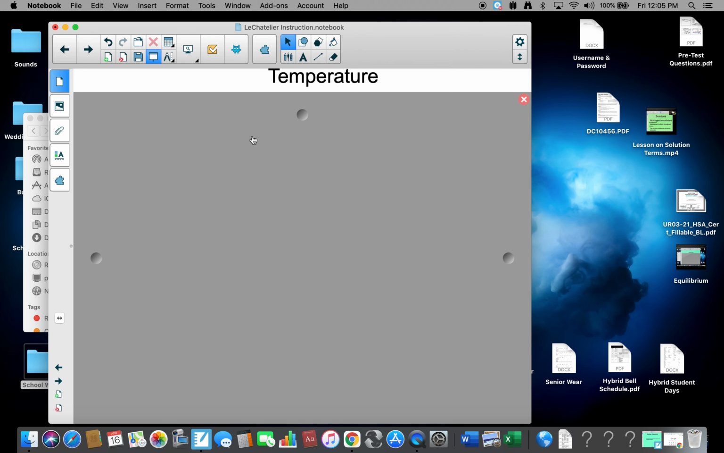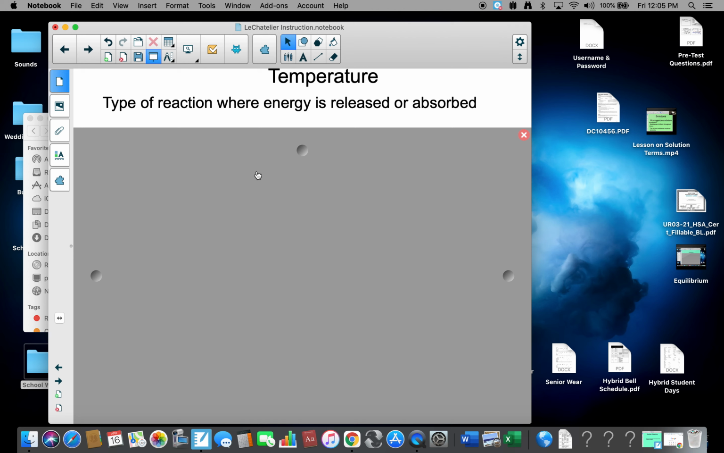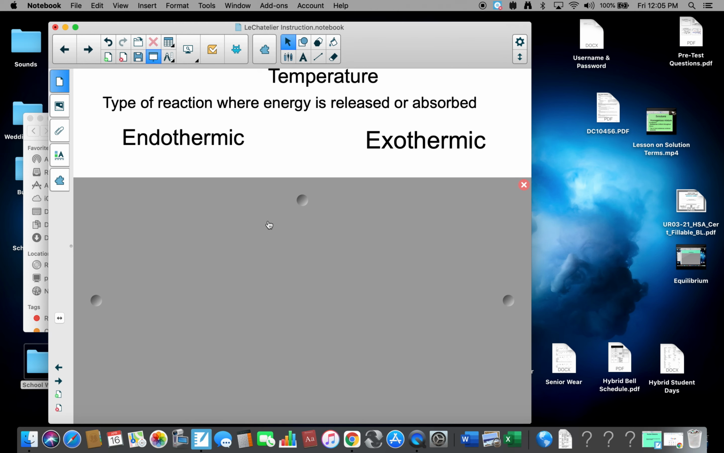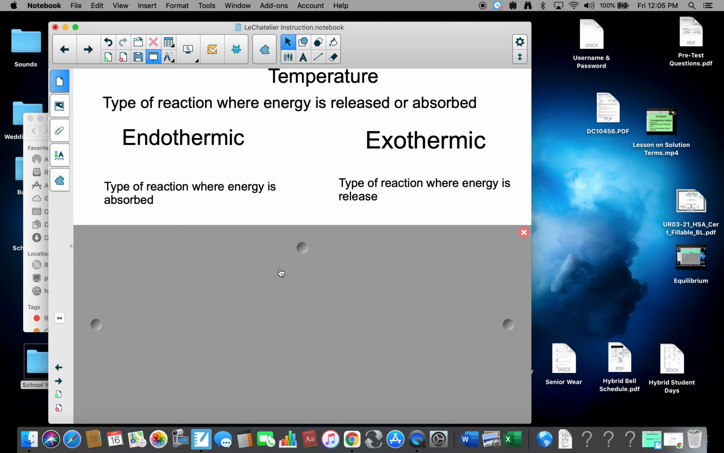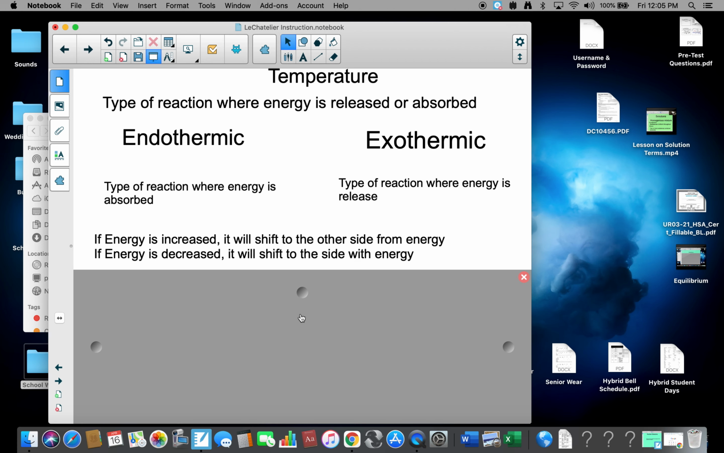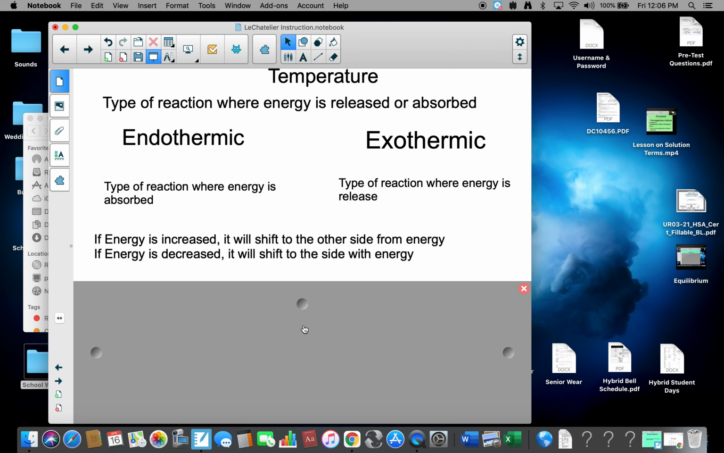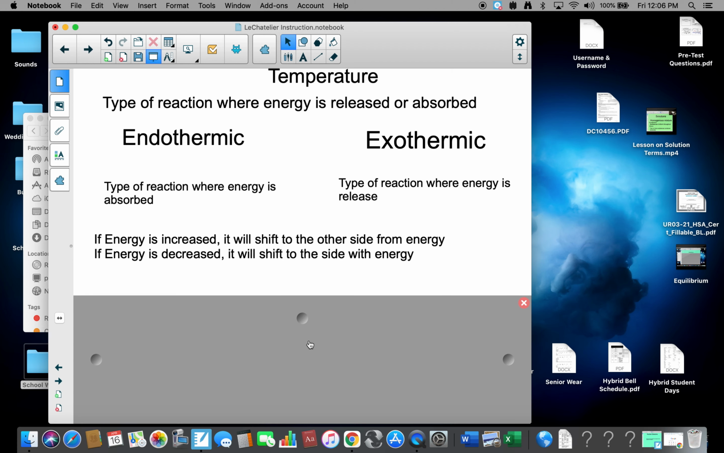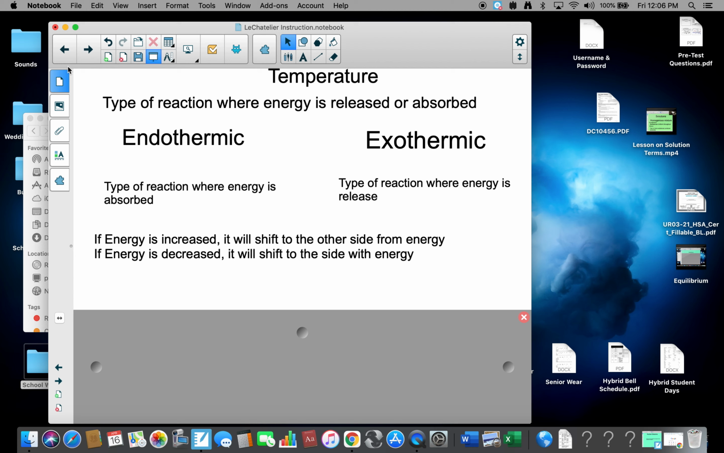All right, so temperature. What do we look at for temperature? The type of reaction, when the energy is released or absorbed. It's either endothermic or exothermic. Again, endothermic is a reaction where energy is absorbed. Exothermic, energy is released. If the energy is increased, it will shift to the side away from the energy. If energy decreases, it will shift to the side where energy is.